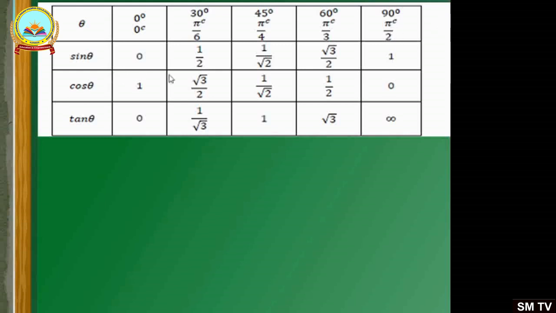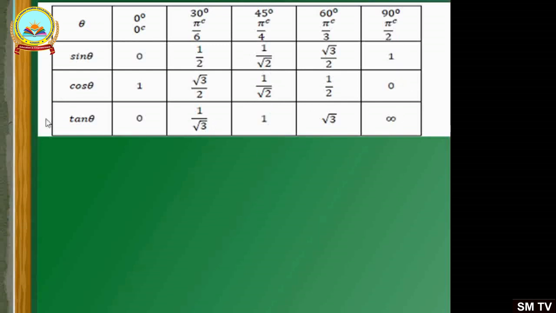The cos theta values are just the reverse way: 1, root 3 by 2, 1 by root 2, 1 by 2 and 0. The tan is exactly the ratio of these two. 0 by 1, 0. 1 by 2 divided by root 3 by 2 is 1 by root 3. 1 by root 2 divided by 1 by root 2 is 1. Root 3 by 2 divided by 1 by 2 is root 3. 1 by 0 is not defined.